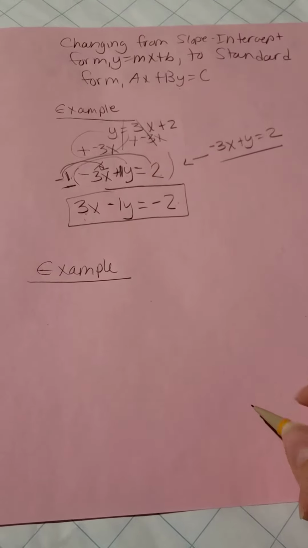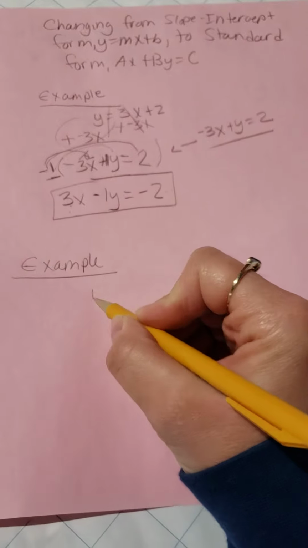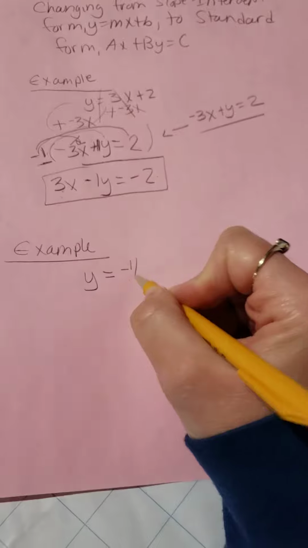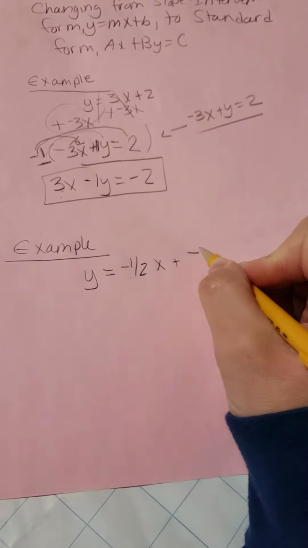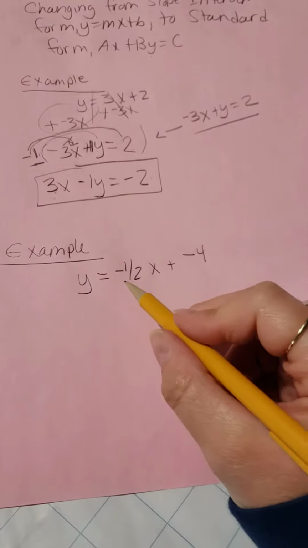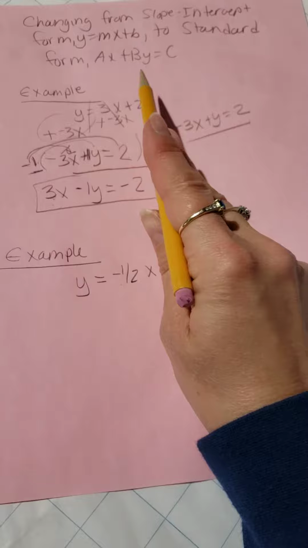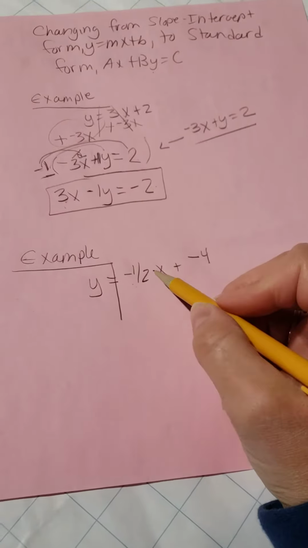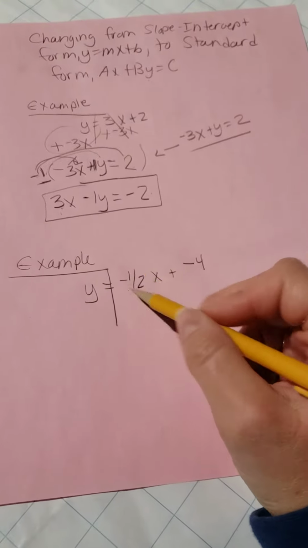Okay, so let's do one more example. We're going to go from y equals mx plus b form. Let's say we have y equals negative 1/2 x plus negative 4. Okay, so we've got y equals mx plus b form. We want to change it to the standard form, where the x and the y are together. So again, you just want this x with this y. All you have to do is get this x over there.